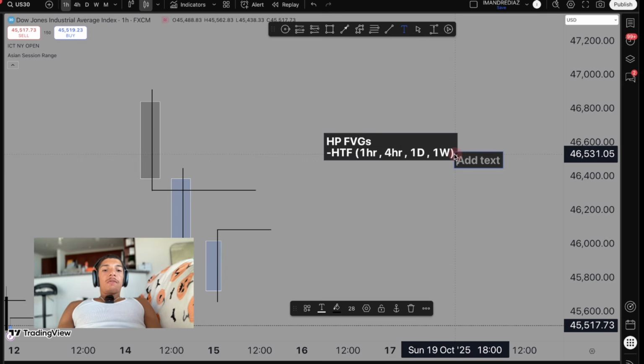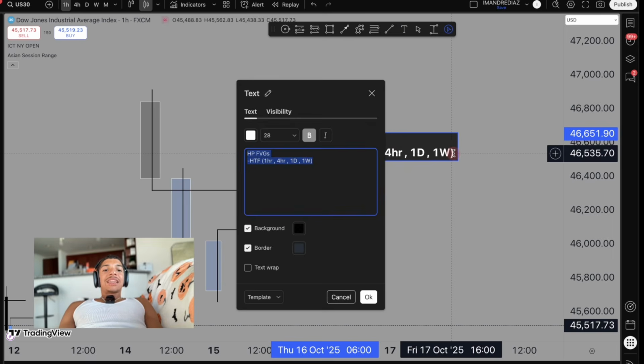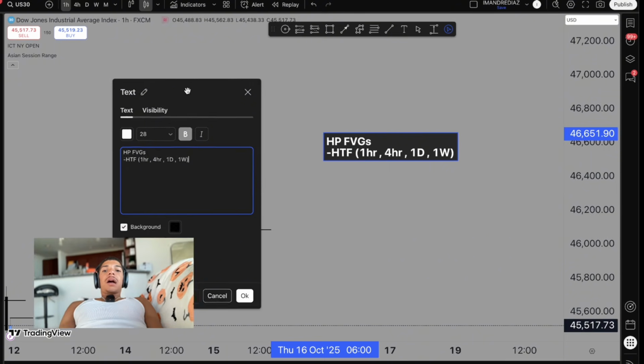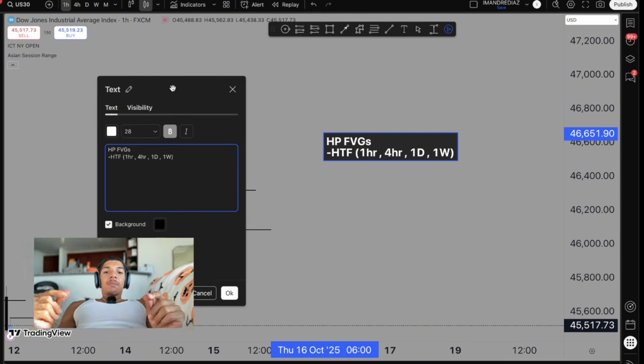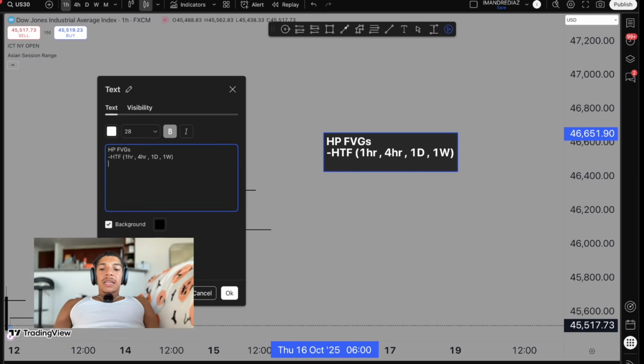Now, that is one variable of having a high probability fair value gap, but that is not the only thing that makes gaps high probability. The time frame: high probability are 1 hour, 4 hour, daily, weekly. But the next thing that is going to make a fair value gap high probability is the trend.